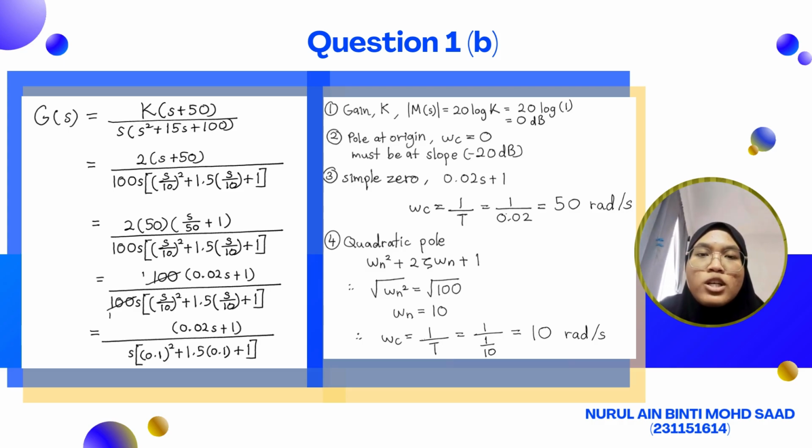And number 3, simple zero. From 0.02S plus 1, the cut-off frequency equals 1 over T equals 1 over 0.02 equals 50 radian per second. And lastly, quadratic pole. I use the quadratic equation, which is S squared over omega n squared plus 2 zeta S over omega n plus 1. And I calculate the omega n, which is the square root of omega n squared equals the square root of 100, and I got omega n equals 10. Then I calculate the cut-off frequency for the quadratic pole, which is 1 over T equals 1 over 1 over 10 equals 10 radian per second.